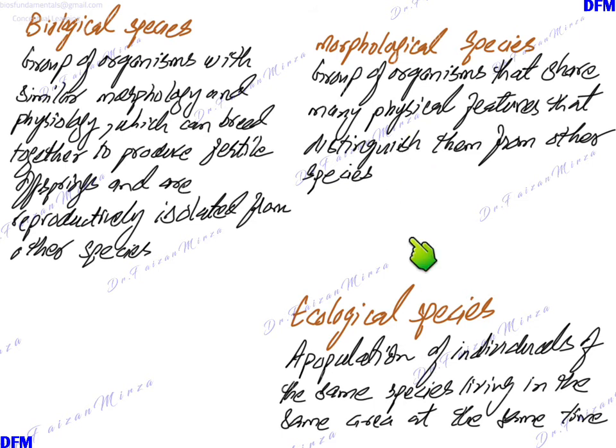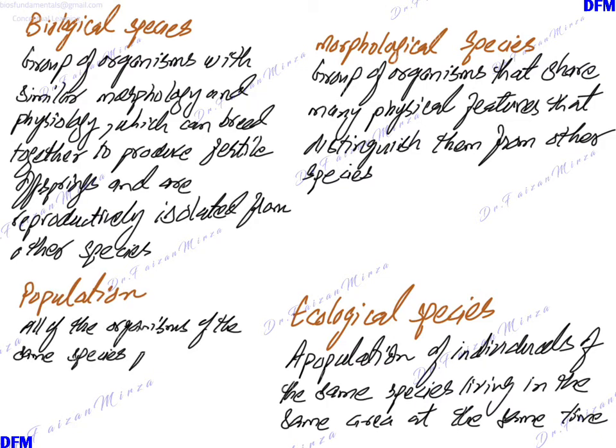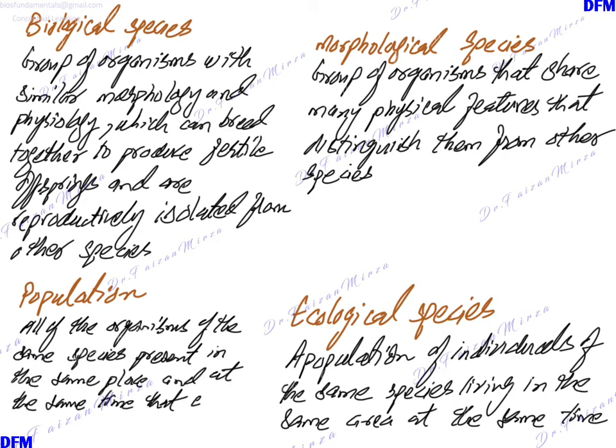Although these concepts are not very useful, they are useful in that they are simple to understand and simple to classify. But there are a lot of limitations of morphological species and ecological species, that's why we have to classify the organisms on a biological basis. A population is all the organisms of the same species present in the same place at the same time, and they can all interbreed with one another.